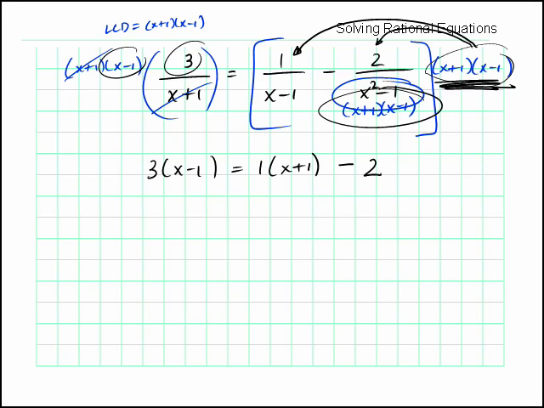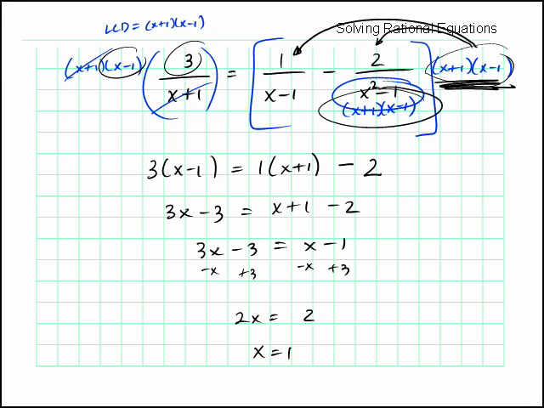I've eliminated all the fractions, so now let's distribute. 3x minus 3 equals x plus 1 minus 2. 3x minus 3 equals x minus 1. Subtract x from both sides and add 3 to both sides. And I've got 2x equals 2. x is 1.